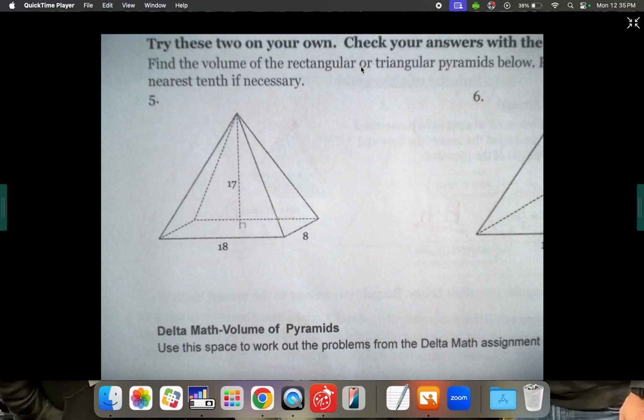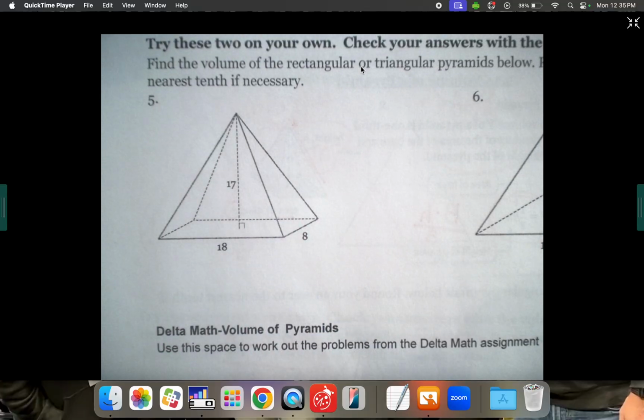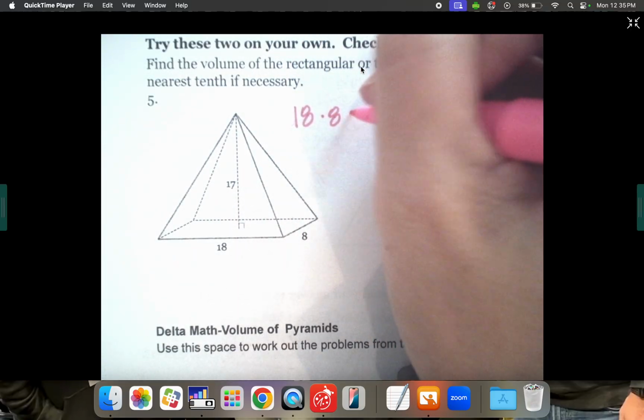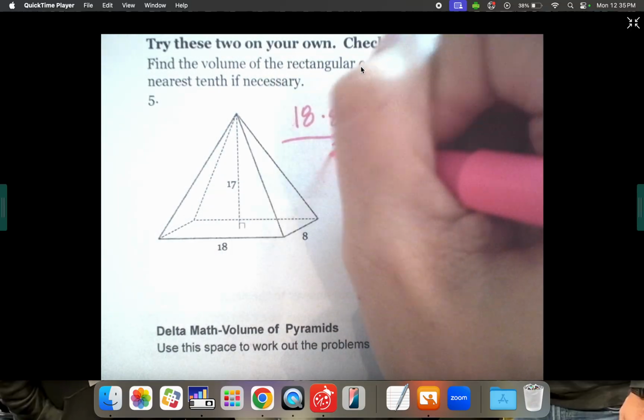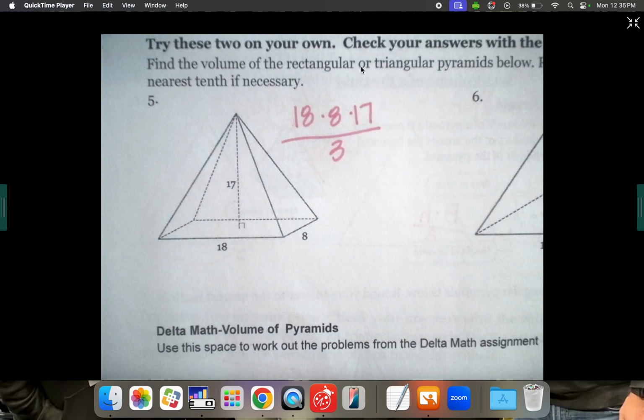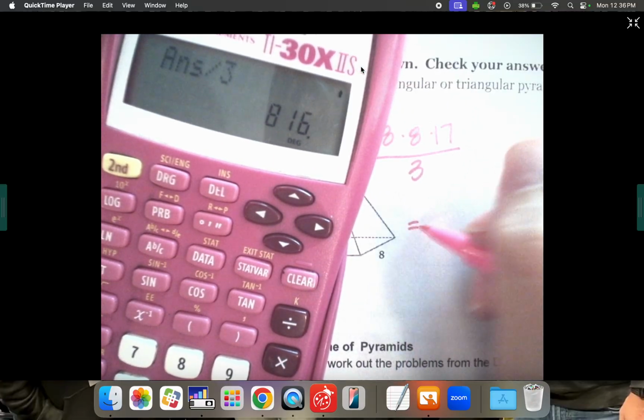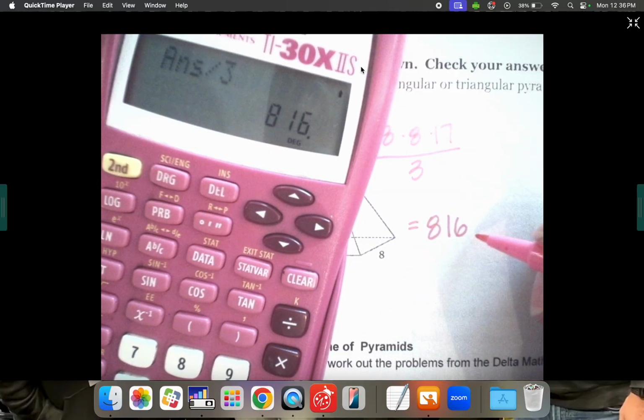Okay, so this one, I love the rectangular base because it's a little bit easier. It would just be 18 times 8 times 17, and then divided by 3. So in your calculator, 18 times 8 times 17 equals, divided by 3 equals a whole number. So I got 816. So 816 cubic units is the answer to that one.